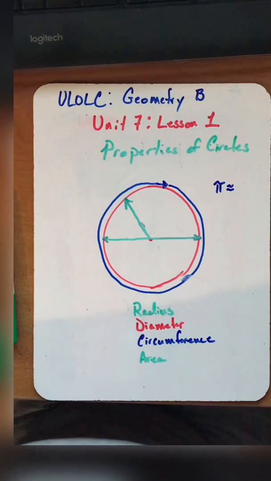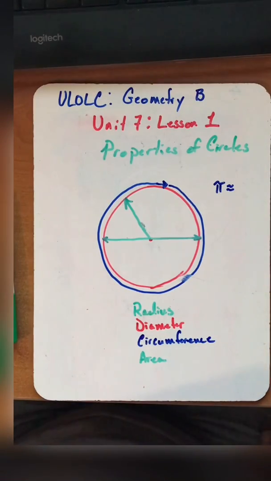Properties of circles. This is a common lesson in any geometry class, but specifically for ULOLC Online Learning Center, Geometry B, this is Unit 7, Lesson 1, Properties of Circles. I think everybody knows what a circle is. You've seen one.